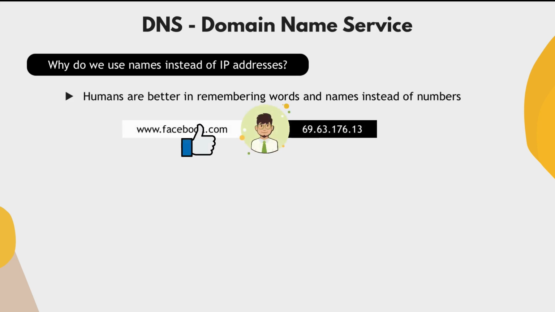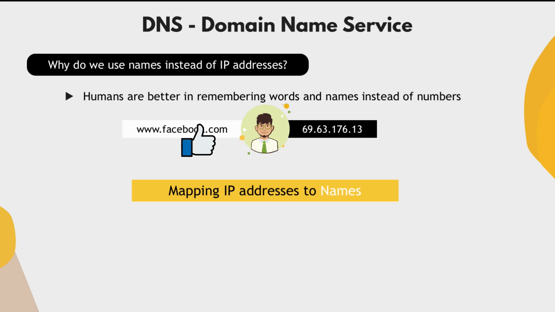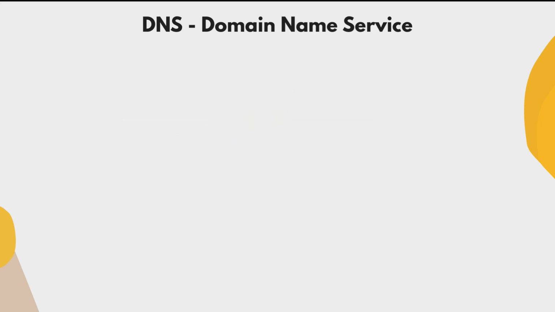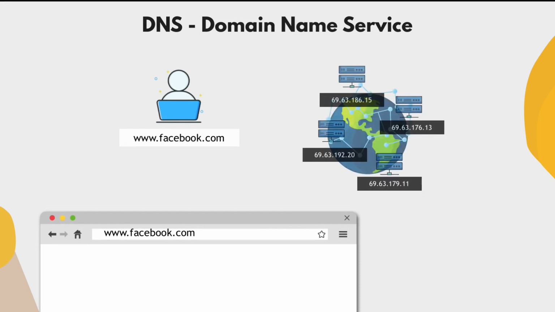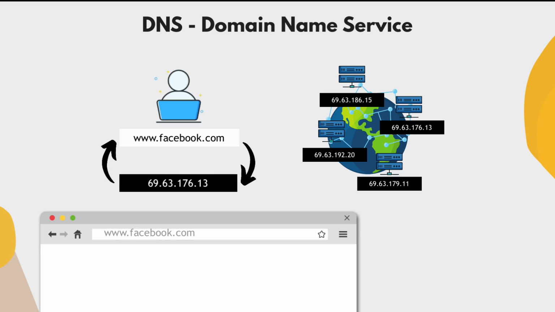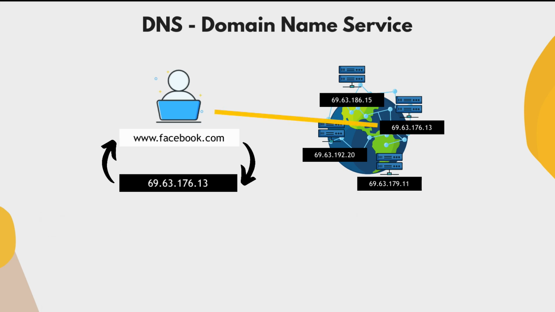So to make using the web easier for humans, the concept of mapping the IP addresses to names was introduced. So we access every application by typing the name. But the network, as we saw, doesn't understand the names, it understands numbers and IP addresses. So under the hood, that name gets translated into the actual IP address where that application is running, which then your computer can send the request to. And the service that does this translation is DNS.